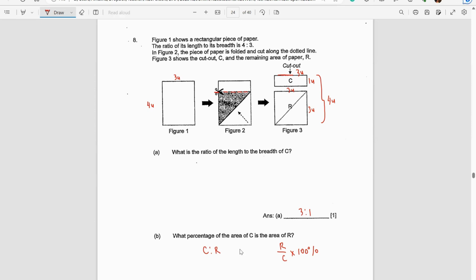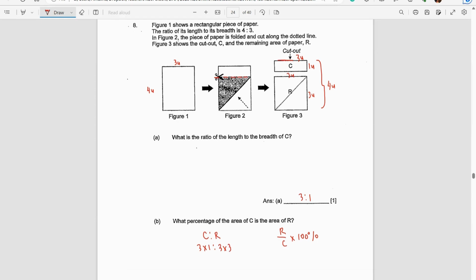For my C, if I want to find the area, it will be my length times breadth. So I will take 3 times 1. For my R, the length and breadth are the same because it's a square. So I get 3 times 3. If I simplify this ratio, you get C as 3 and R as 9. If you simplify this further, the ratio will be 1:3.